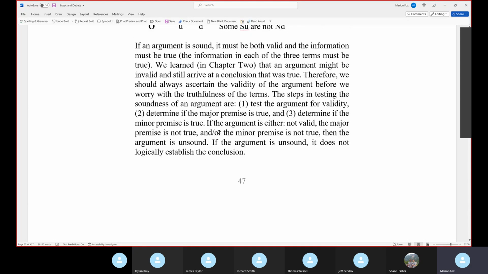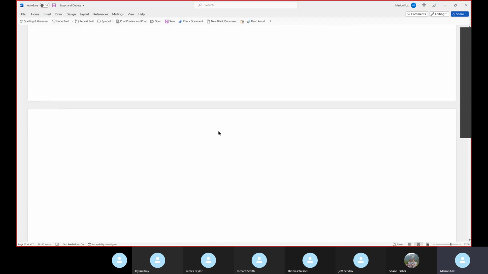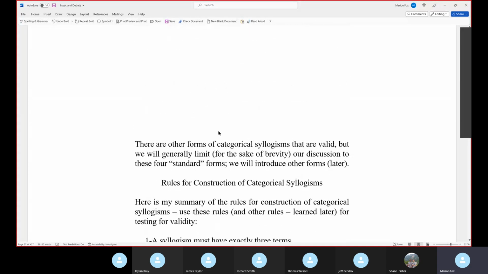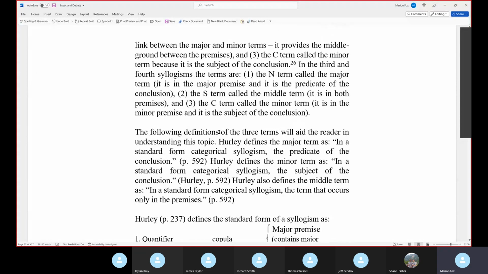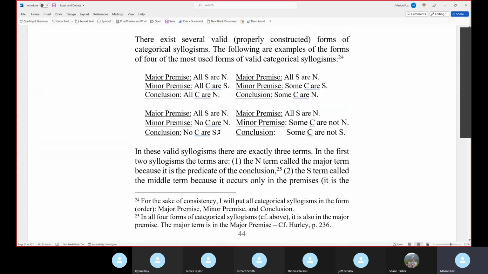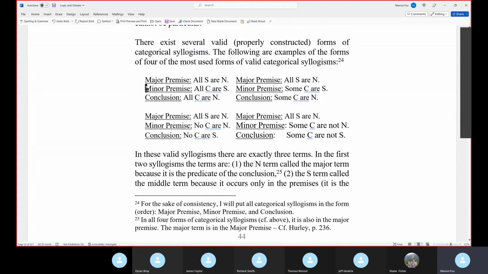Now let's go back and see an AAA proposition. All right, we go back to those 4 basic forms we had. This is an AAA proposition. All S are N, all C are S, all C are N. All 3 are A-type propositions. That's the only form. That's the only way this is valid. Okay. Right.